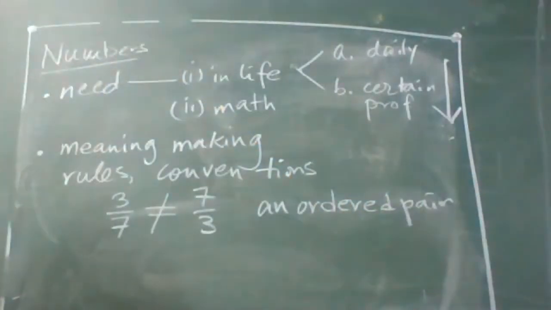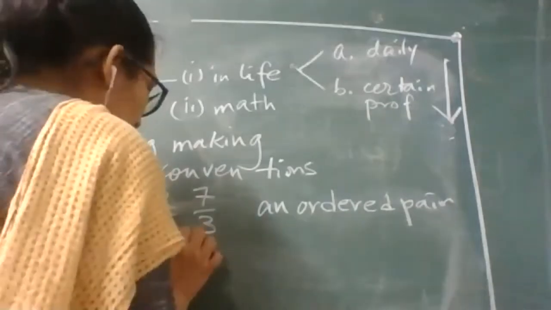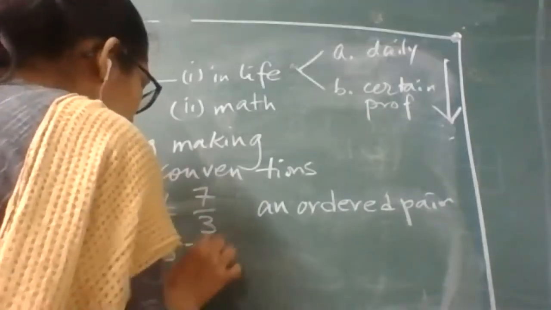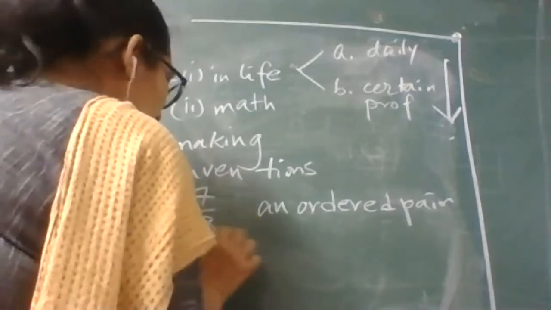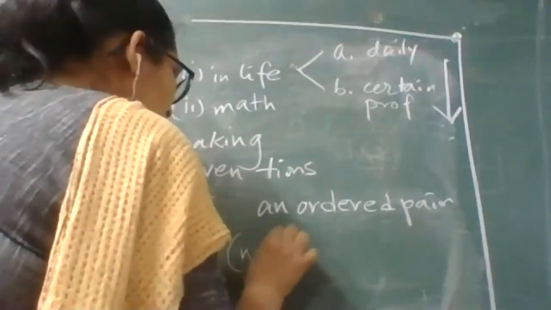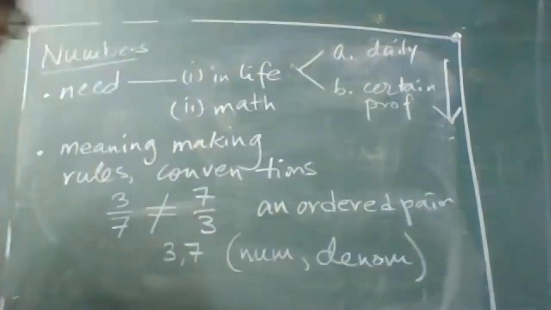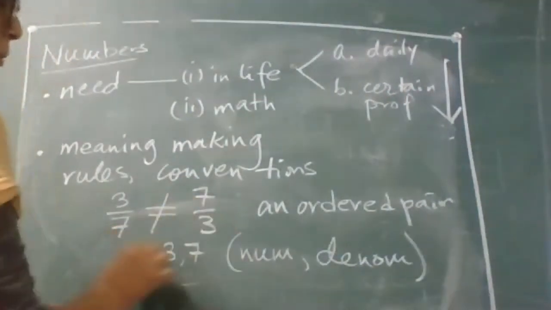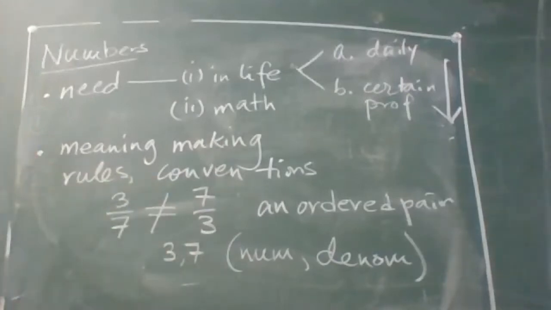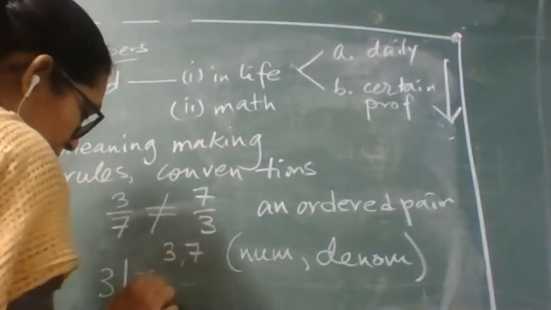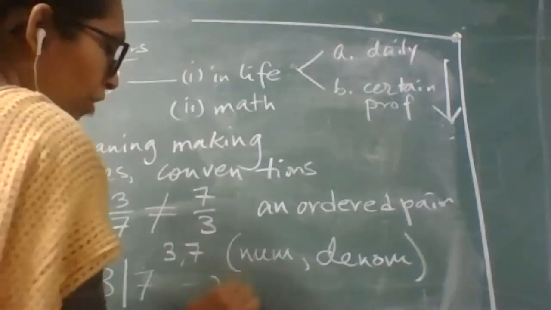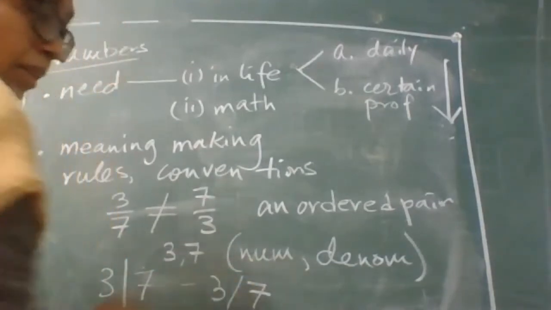Now we associate an ordered pair only when we go to the graph, coordinates of points, right? But this fraction is also an ordered pair. You can think of it as 3 and 7, where the ordered pair is basically numerator, denominator. How we write this ordered pair is a convention. We could have written it as 3 straight line 7. We often write it as 3/7 like this also.